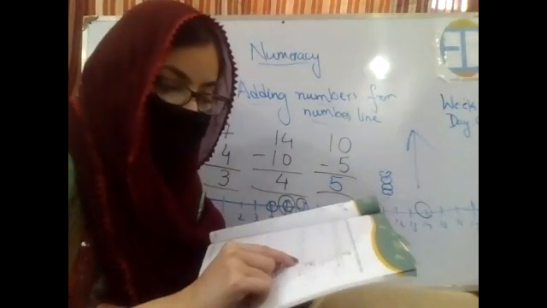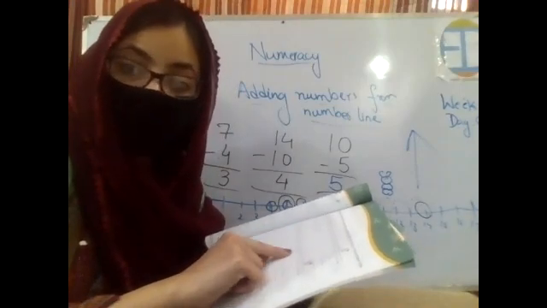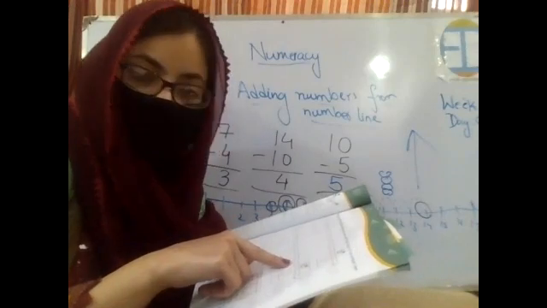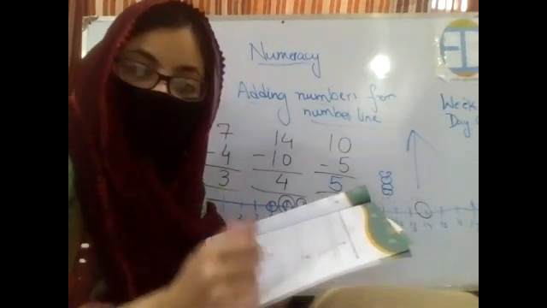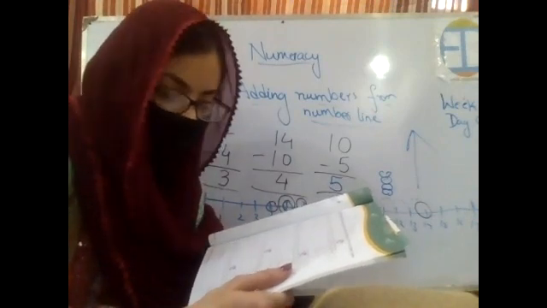The numbers are 16, 15, 14, 13, 12, and then 11. How many numbers are they? 6. So 17 minus 11 is equal to 6. Very well done. Write it down.